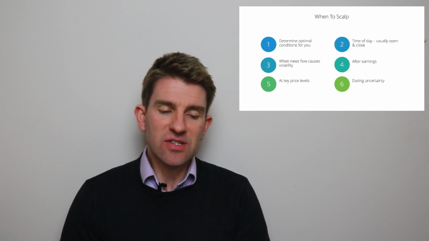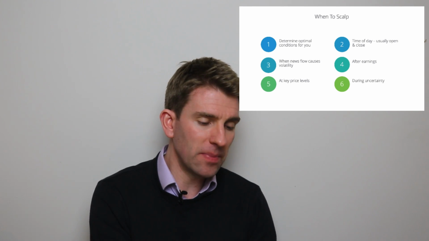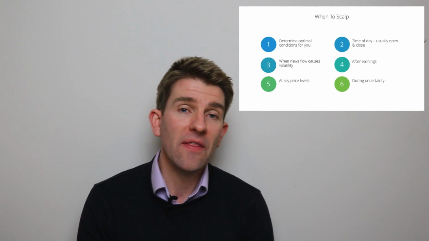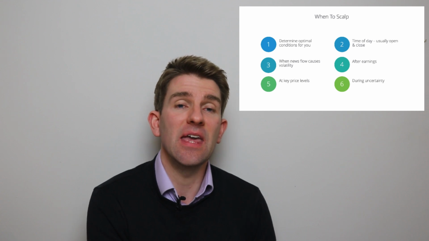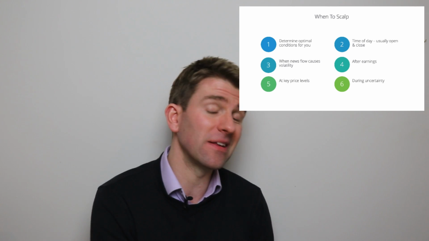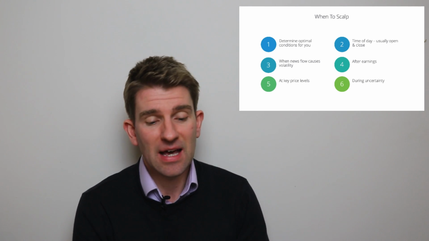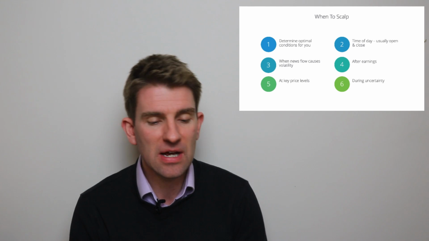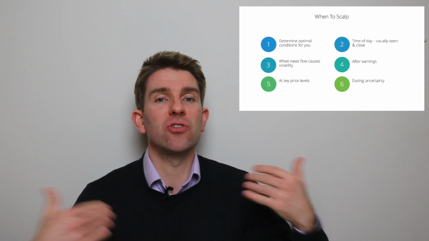Okay, number six, during uncertainty. So uncertainty is generally if there's something going on that people are concerned about in the stock, or they're uncertain about the overall economy. So that might affect the currency pair, it might affect the index, the interest rate if you're trading interest rates, or the commodity. So that's when you can really focus on the market and really start to trade it.